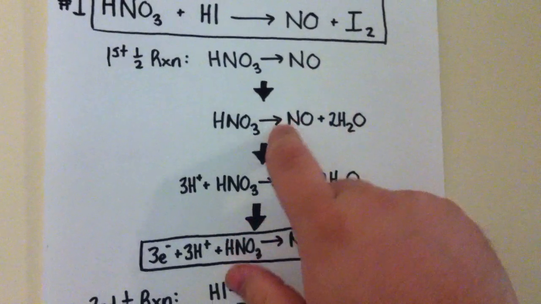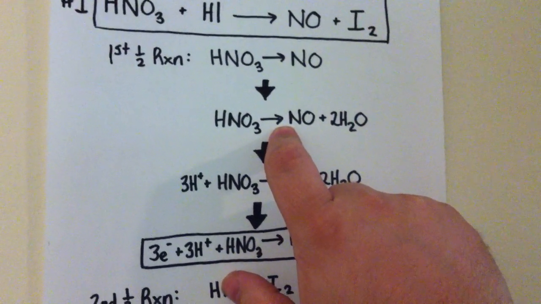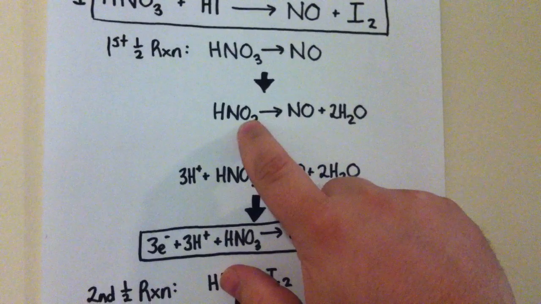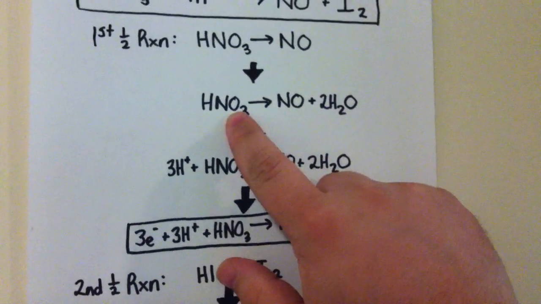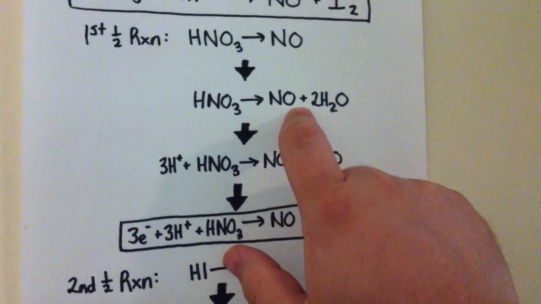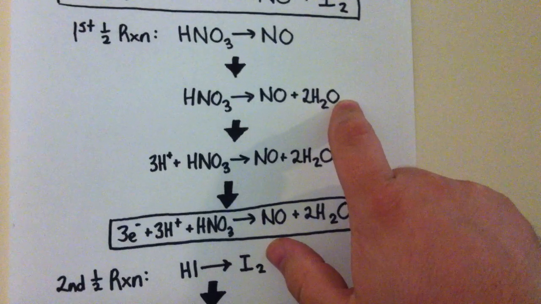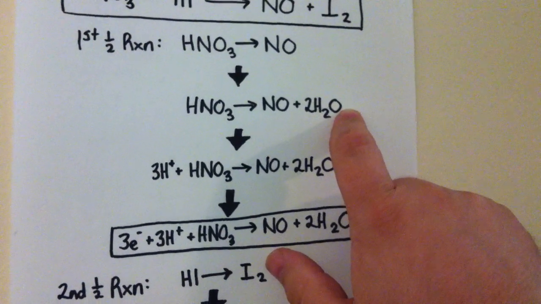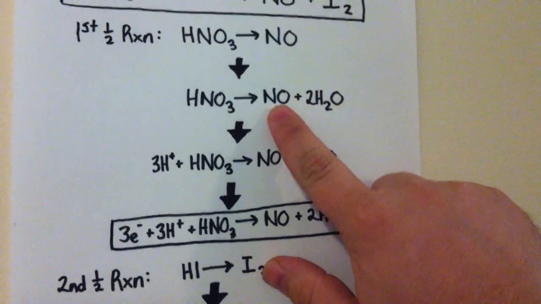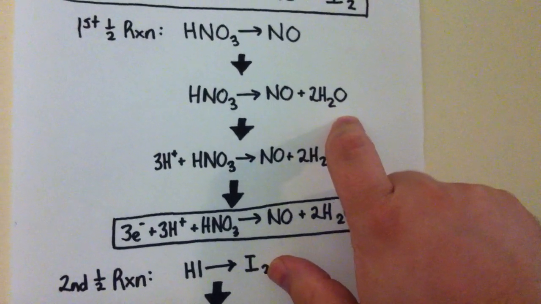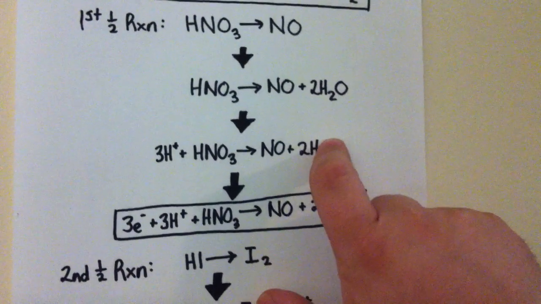And moving from this step to this step, we go through the balancing process. And in doing so, we balance the oxygens. We have 3 on this side, 1 on this side, by adding 2 water molecules on the right hand side. This gives us a total of 3 oxygens on the right to balance things out.